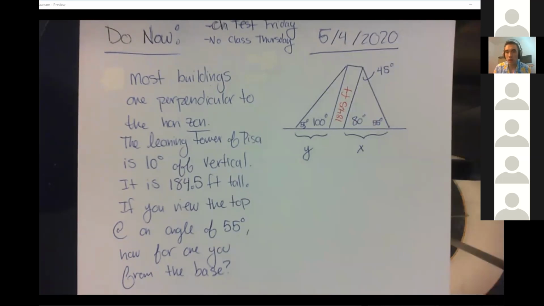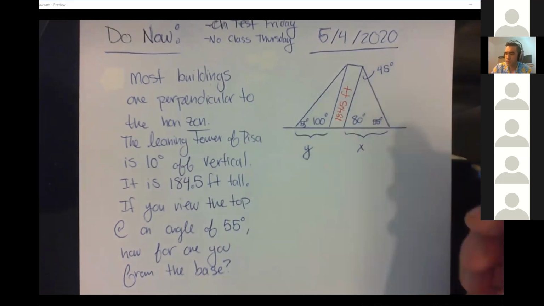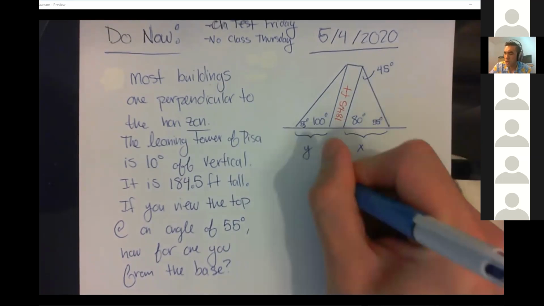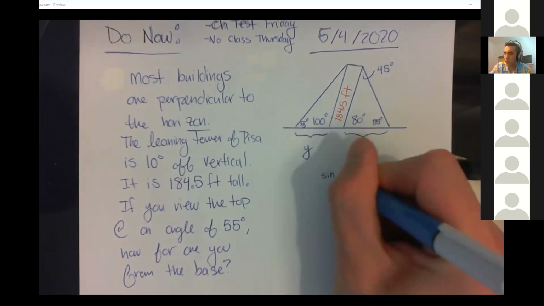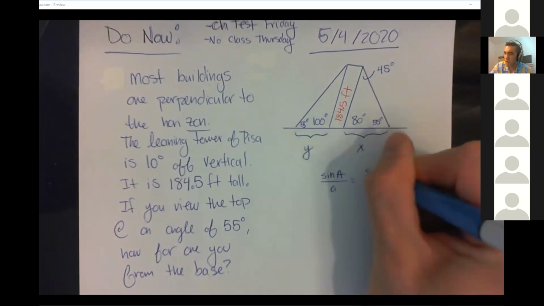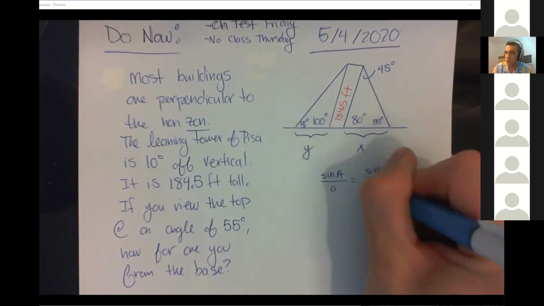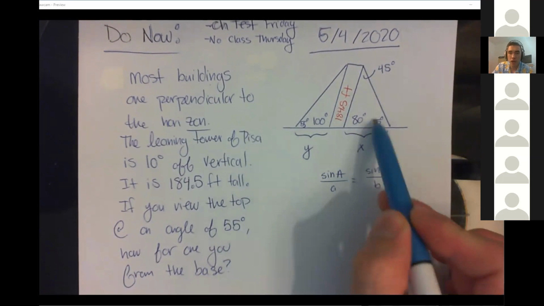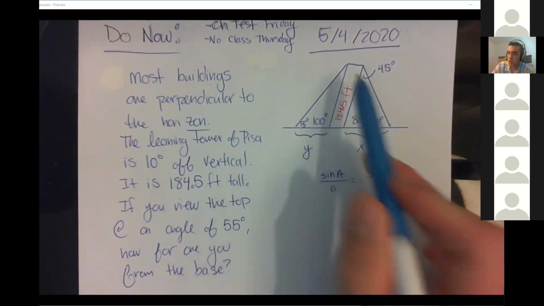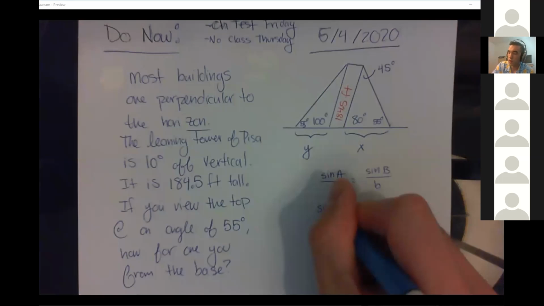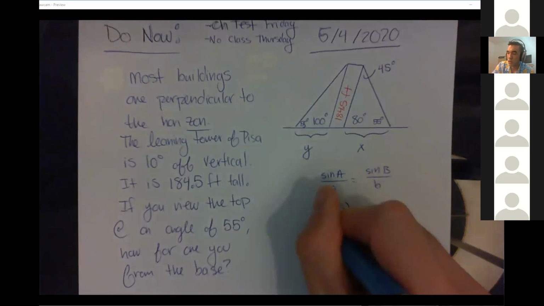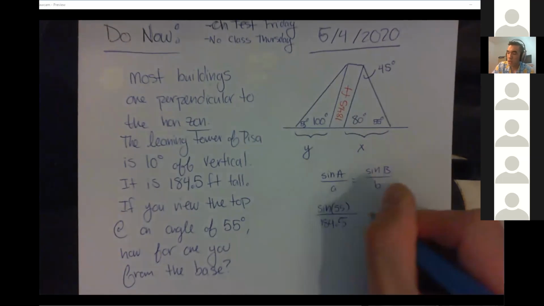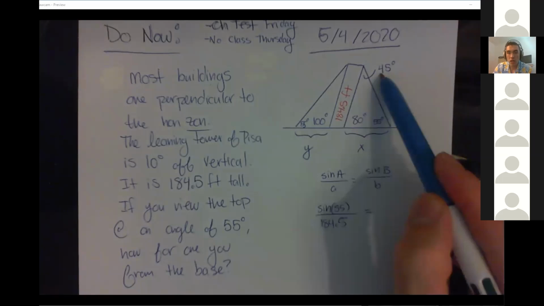And so here is my law of sines statement. Sine A over A is going to be equal to sine B over B, where these are paired off as opposite side lengths and angles. And so we'll do sine 55 divided by 184.5. This must be equal to sine of this angle.